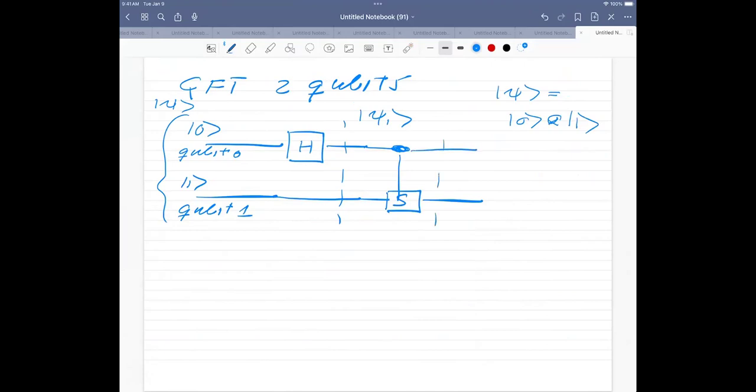So this one gives us now a state psi 2 here. And if I take the first one, so this psi 1, that is nothing but H, the Hadamard gate. And now we have to be very careful because this is a 2 by 2.